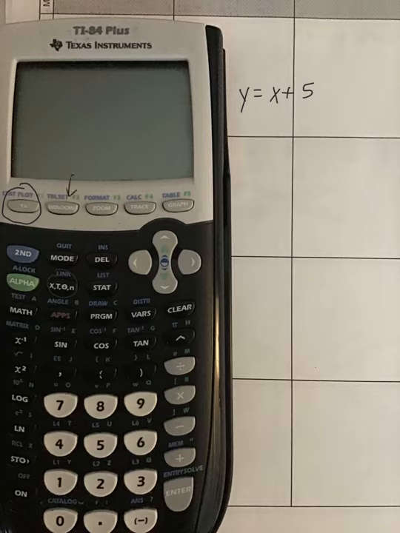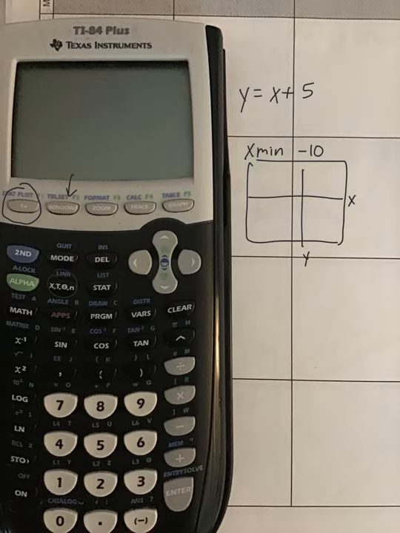So if we hit this window key, the generic one is always going to be X min is going to say -10, because those are your negative x's on the x-axis. Obviously when you graph, you have a graph on a coordinate plane. Y min are your negative y's. That's always going to default to -10. Y max is going to be your +10. And again, x max would be your +10. So you may have to adjust this window.